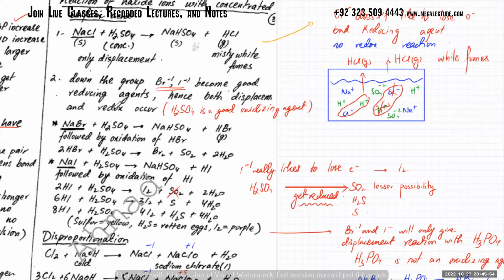But is this idea clear that the first one will have no redox reaction, and down the group the redox reaction will become more dominant?